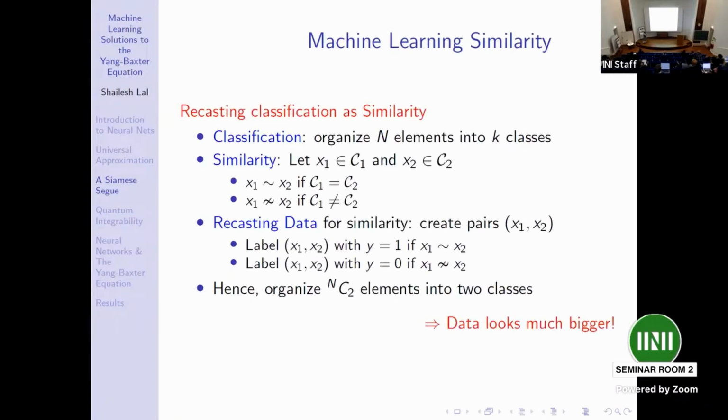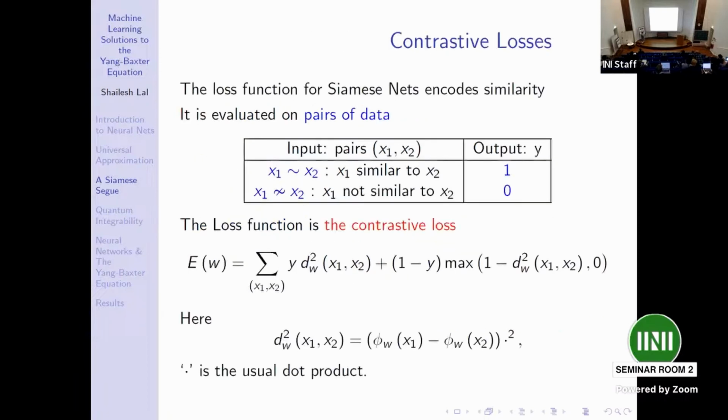So here's the recasting as similarity. Instead of having n elements into k classes, you define this equivalence relationship, and then you say that, well, I really have two classes, similar or different. And then you have n choose two elements organized into two classes. Okay. And then, here's the loss function which does that.